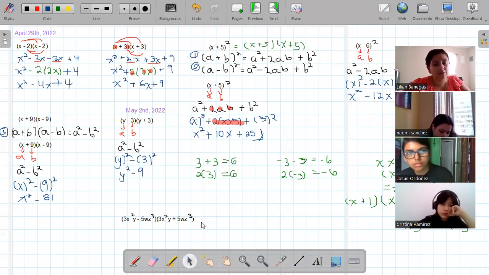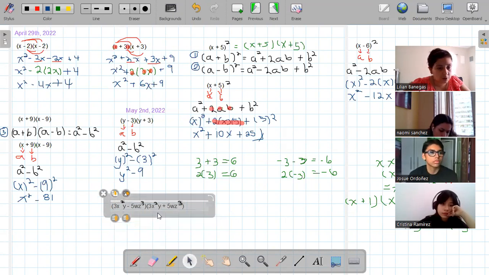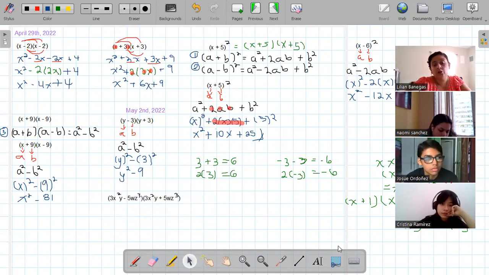Now let's look at the very last exercise, which I'm going to move a little bit upward. So we got 3x squared y minus 5wz cubed times 3x squared y plus 5wz cubed. What formula should I use? Formula 1, formula 2, or perhaps formula 3? Which formula should I use? 1, 2, or 3 to solve it?